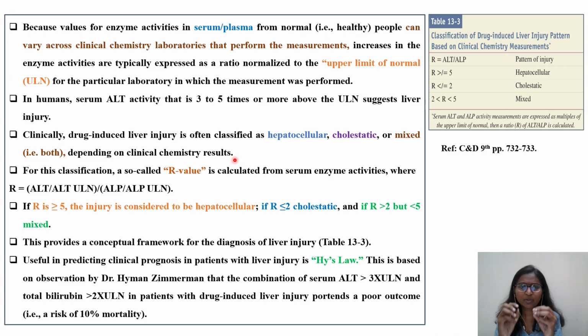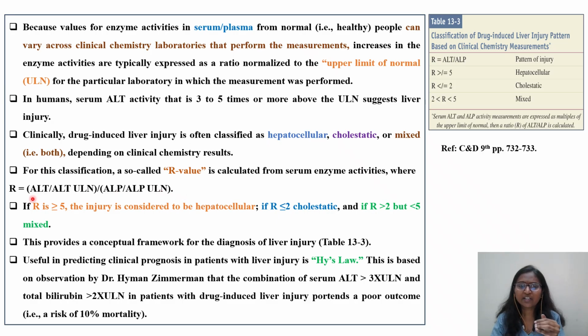As I said, we have to identify what drug and, within the liver, what type of injury it is causing. For this classification, there is the so-called R value. What is this R value? R value is calculated from serum enzyme activities, where R is nothing but ALT divided by ALT upper limit of normal, and ALP divided by ALP upper limit of normal.